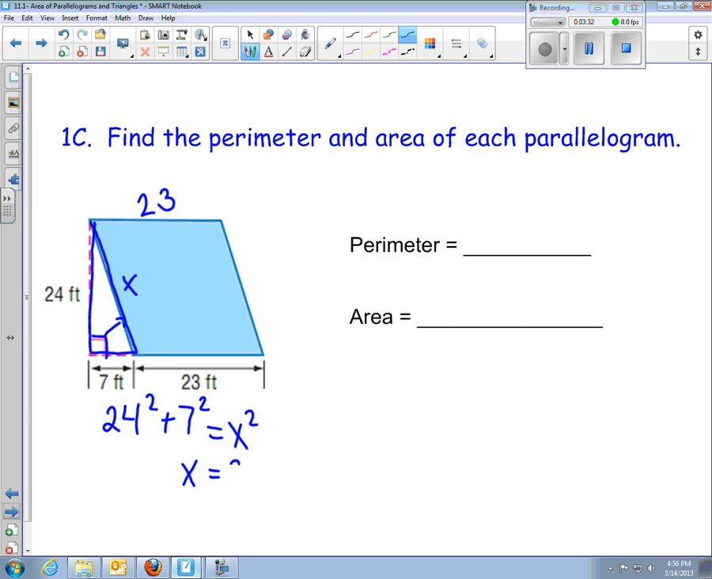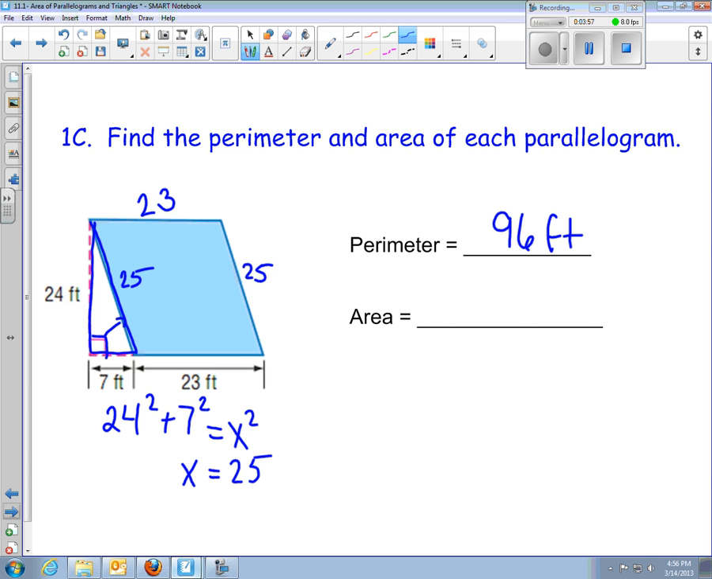All right, our x equaled 25. So I'm going to erase that x here and put a 25 there and a 25 here. So let's go ahead. 25 plus 25 gives us 50, plus a 23 gives us 73, plus another 23 gives us 96. What's our label here? Feet.